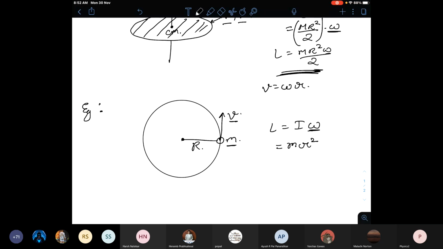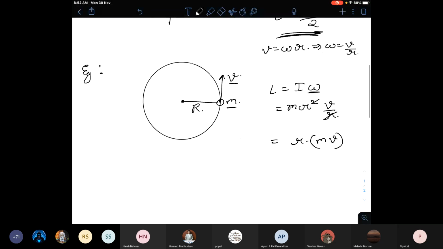You must have done this in circular motion in a plane. So here you can say omega is V by r. So this can be replaced as V by r. Here r gets cancelled. So you have r into mv. If you see, the angular momentum can also be written as the radius r into linear momentum p.